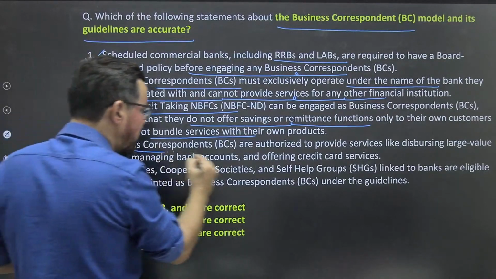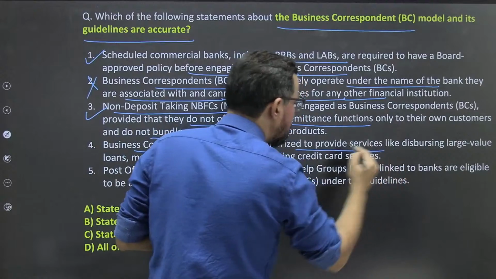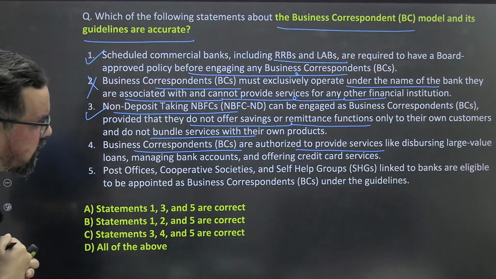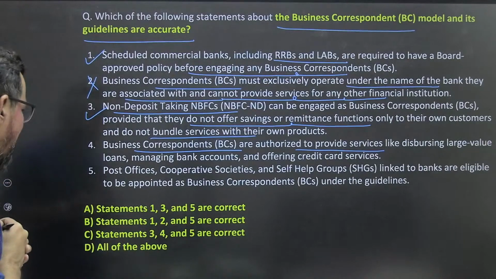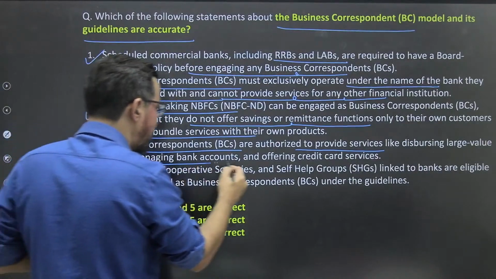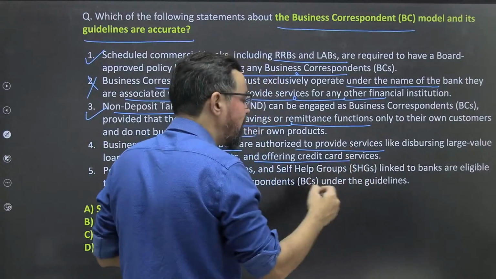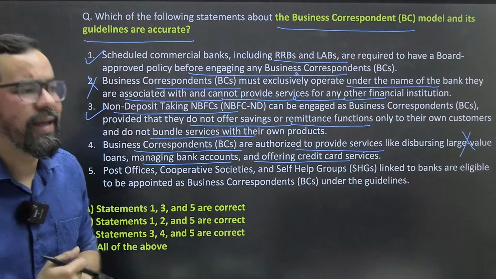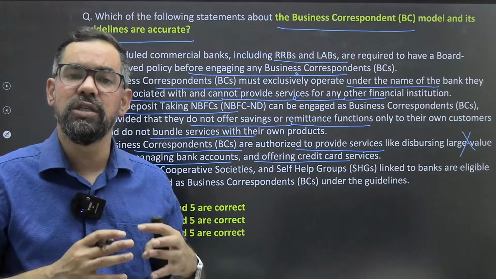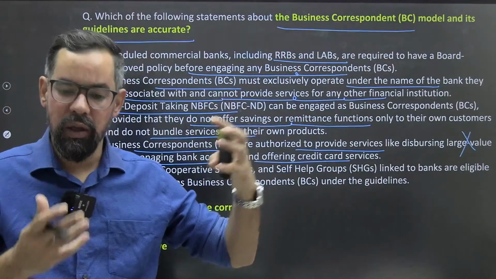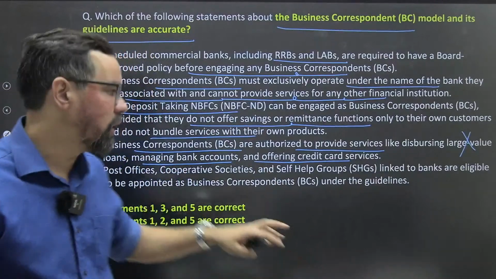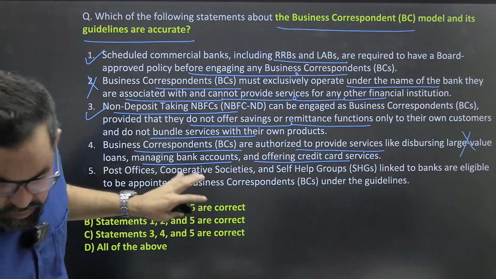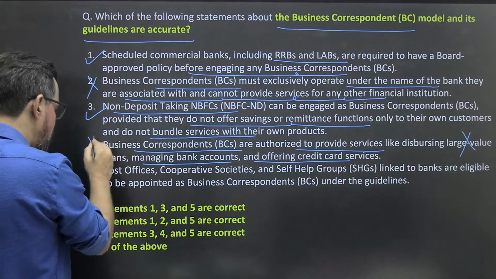Business correspondents are authorized to provide services like disbursing large value loans, managing bank accounts, and offering credit card services. No. They generally help us in customer acquisition, documentation, or the collection of loans, and not in large value loans. They do not come under this particular one. So statement 4 is incorrect.